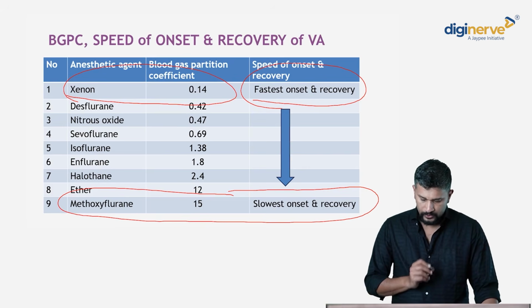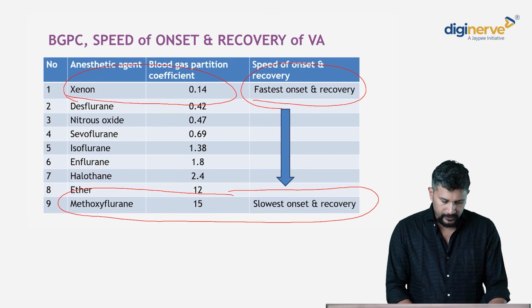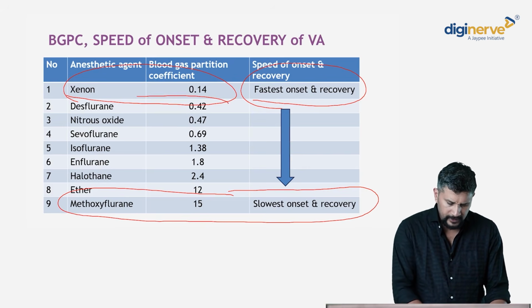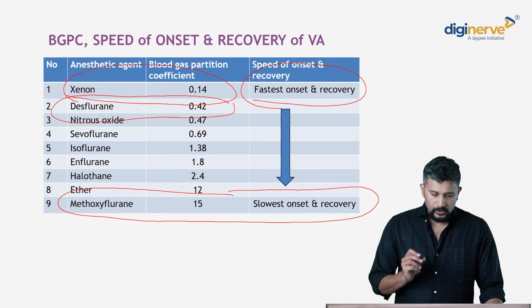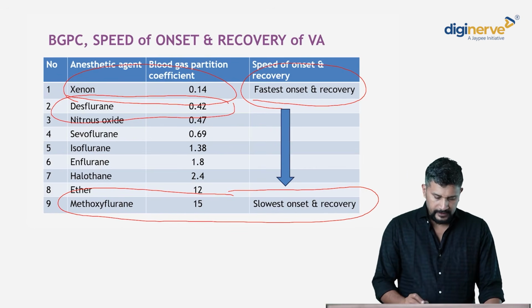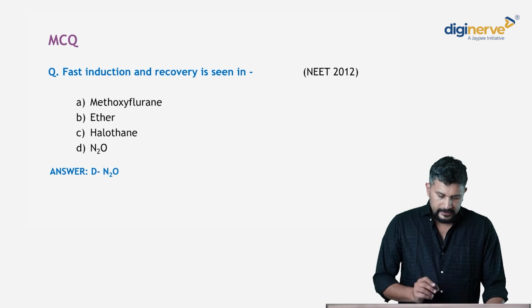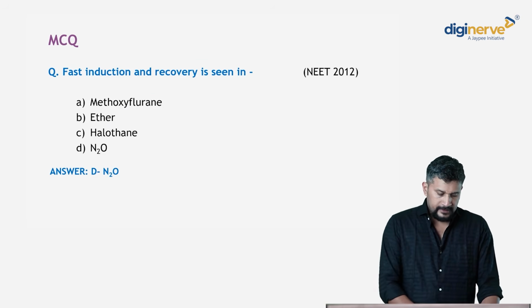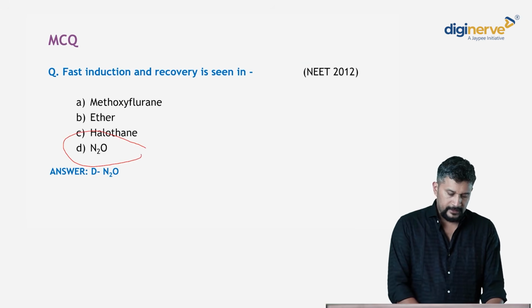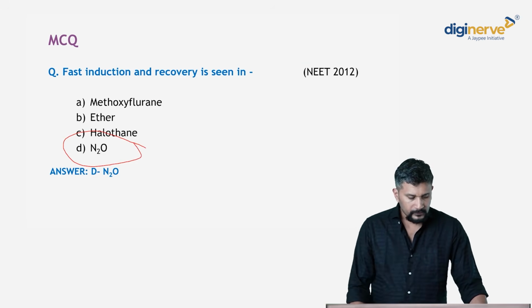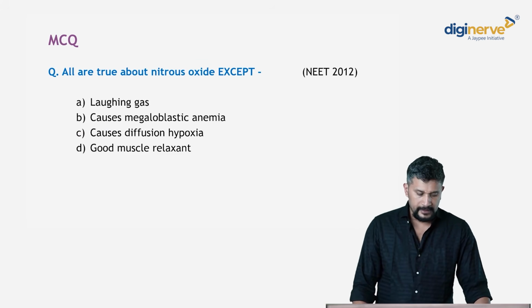Amongst the commonly used fluorinated agents, desflurane has the lowest blood gas partition coefficient and therefore the fastest onset and recovery. The fastest induction and recovery is therefore seen with nitrous oxide. Your correct answer is D.